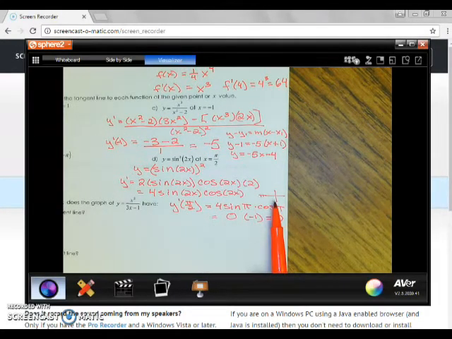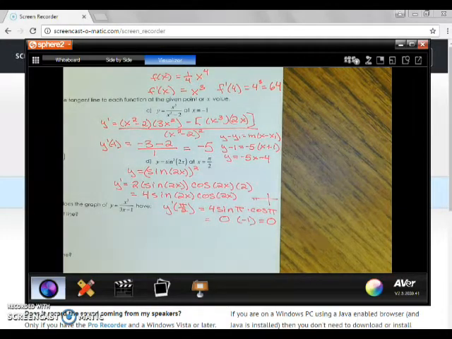So I kind of sketched out a little unit circle here. I just needed pi. So the sine over here at pi is 0, and the cosine there is negative 1, but it doesn't matter because you're multiplying by a 0. So when you evaluate the derivative there, you get 0.